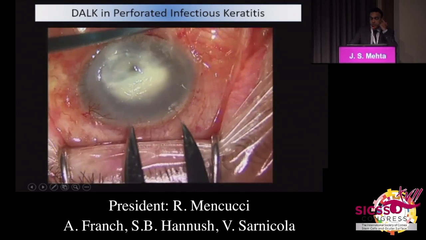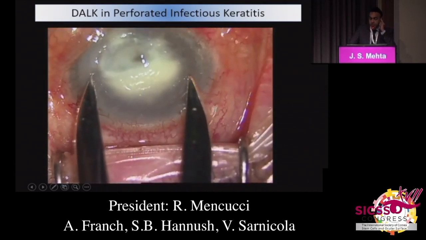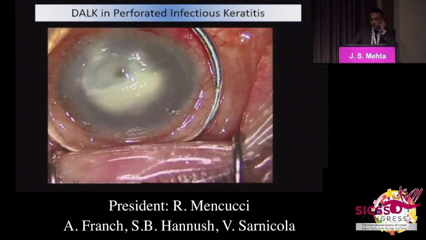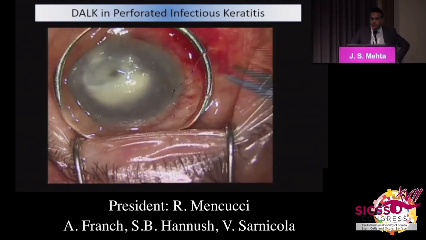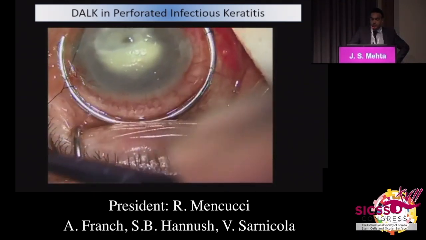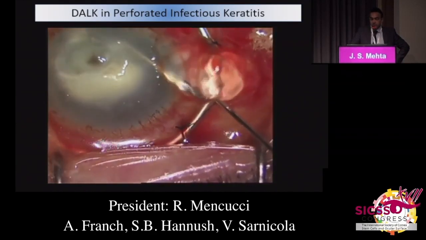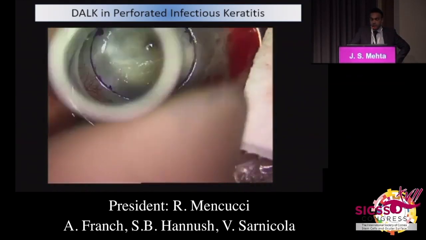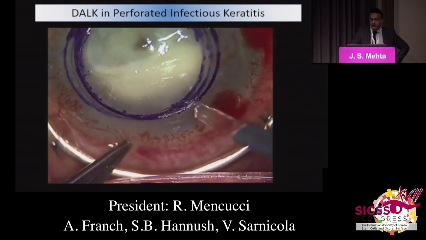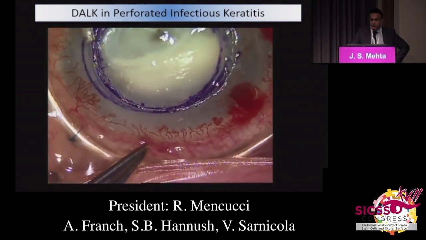So what we did is that I did a DALK on top of his previous DSEK, so I'm marking out the border, trying to give him some support with a ring to try to clear the infection on the surface. So I was reasonably confident that this wasn't an infection. So I put some anterior viscoelastic in the anterior chamber. So this is a freehand graft similar to the technique I showed yesterday.